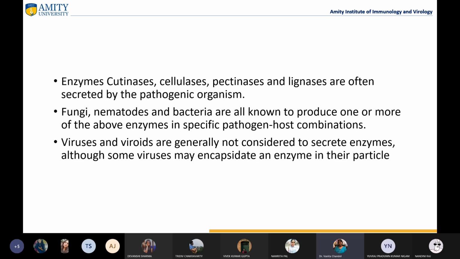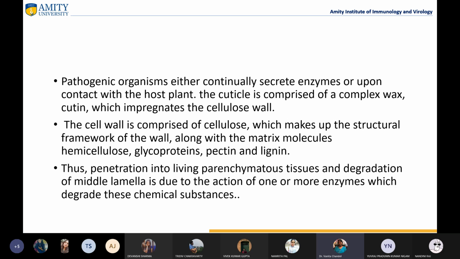When we talk about the viruses, usually PTGS is the mechanism, and viruses reply to this PTGS mechanism by producing certain suppressor proteins which suppress the gene silencing. So this is how they overcome this, right? So this is a separate thing. So pathogenic organisms either continually secrete enzymes or secrete enzymes when they contact the host plant, right?